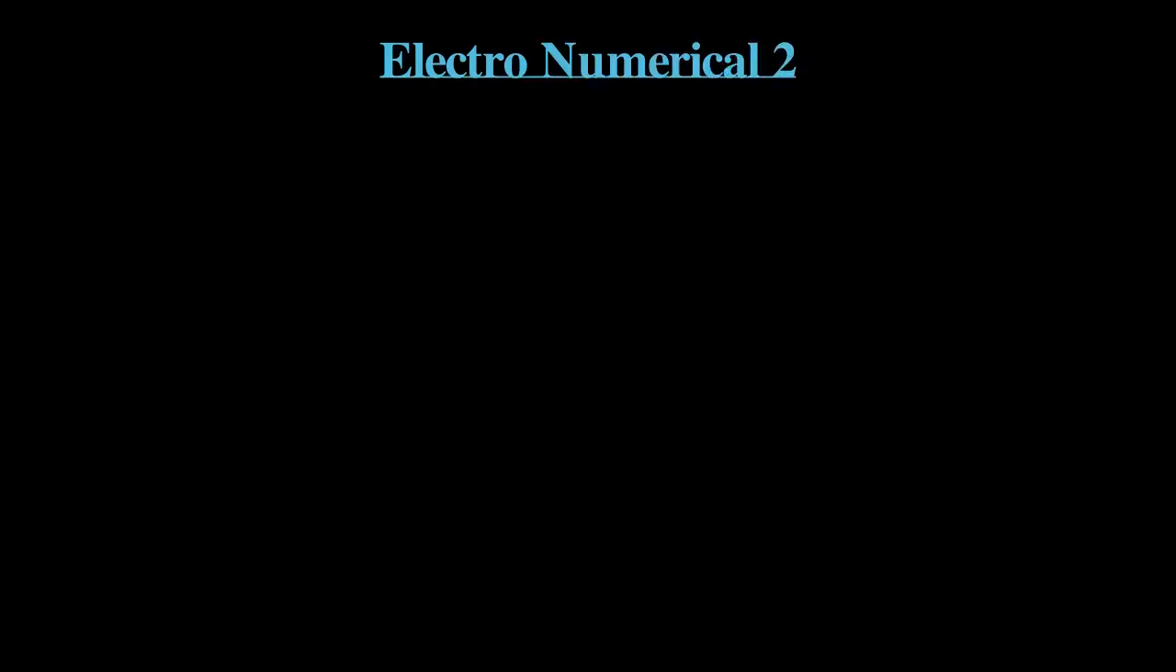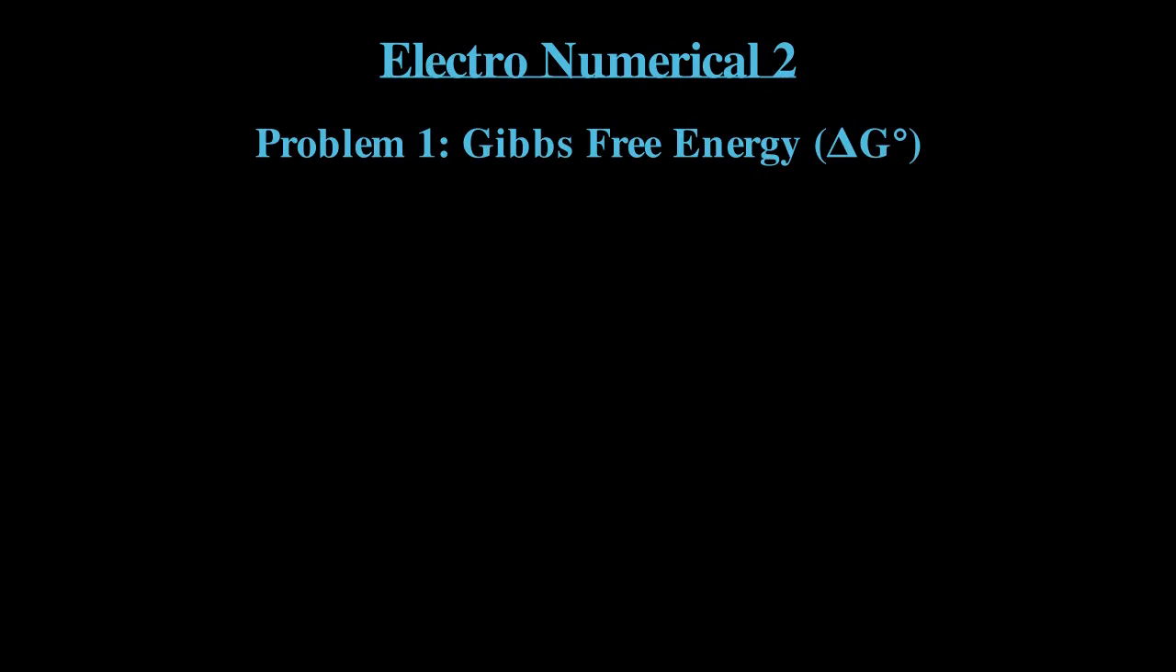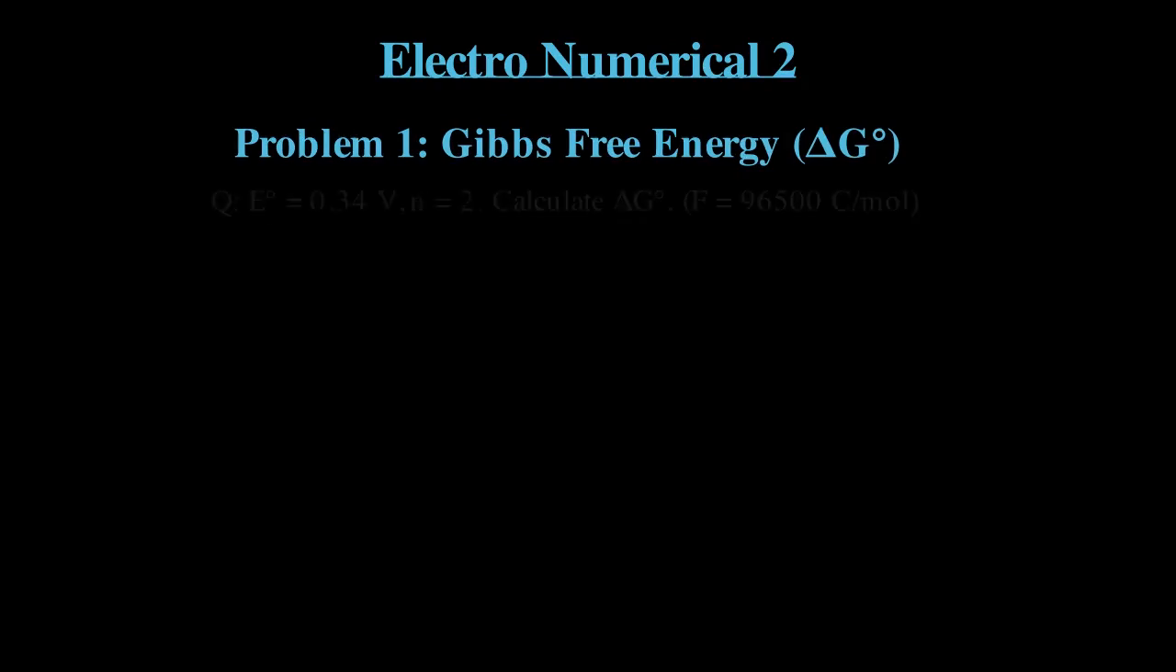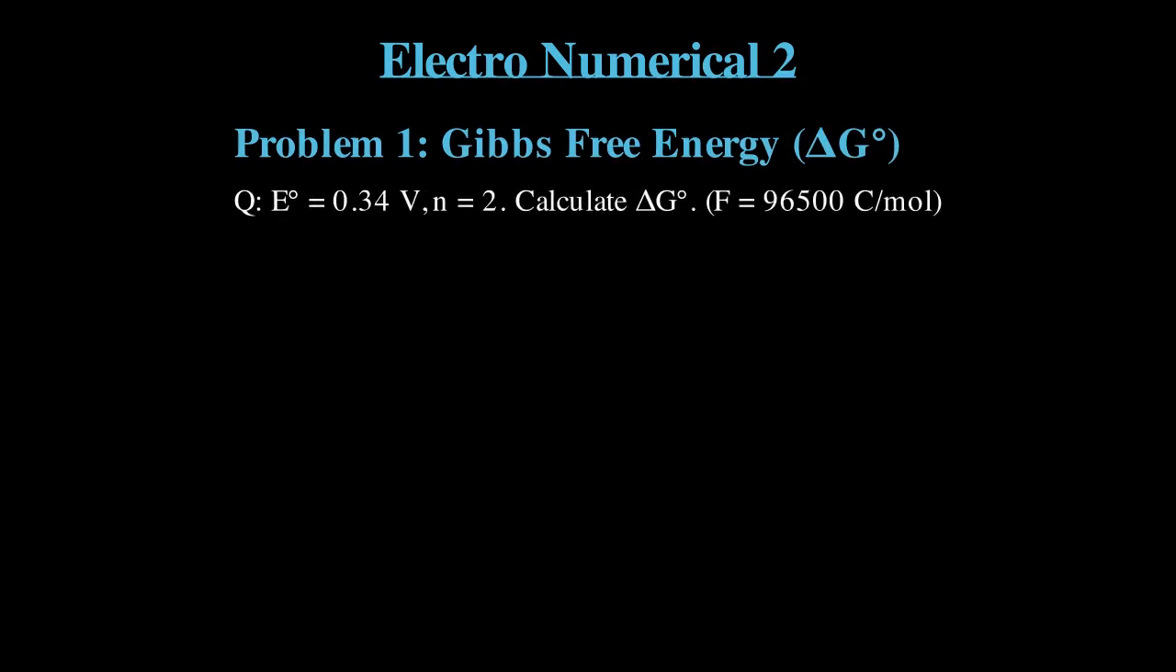All right, class, let's tackle our first problem. We need to find the standard Gibbs free energy, or delta G0, for a cell. The question gives us the standard cell potential, E0, equals 0.34 volts. The number of moles of electrons transferred, n, is 2. And Faraday's constant, F, is 96,800 coulombs per mole. The key relationship here is the formula delta G0 equals minus nFE0.